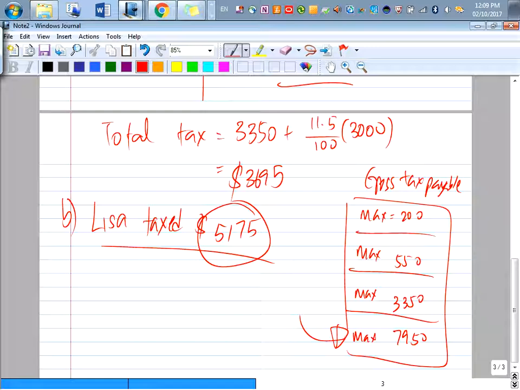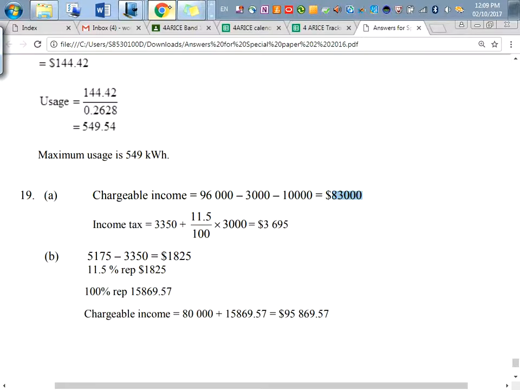So that's how we are going to calculate how much her chargeable income is. Okay, we subtract away the first $80,000 when she was taxed a total of 3350. Then you get a remainder of 1825. And that is the amount that she is paying based on 11.5%. So from here you calculate how much is the 100% based on 11.5% representing $1825. Then you can get her chargeable income. This person earning 95,000 plus a year. Okay?